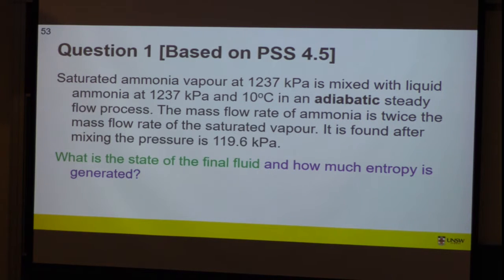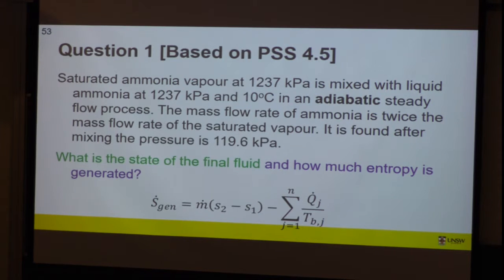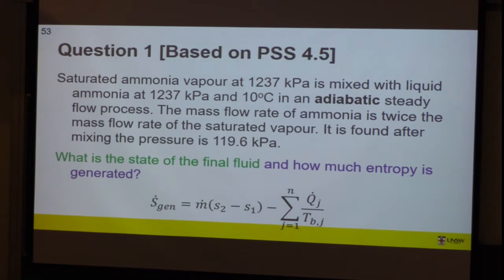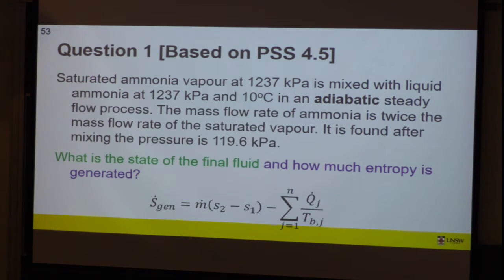Cool. How much entropy is generated? So now we know the final state and the end state. How much entropy is generated? The entropy generation is, so this is a single input, single output, steady state, steady flow device. So we've got one mass flow rate, okay? We've got the entropy as it leaves the system and the entropy as it enters the system, minus the entropy change by heat flow across the boundaries. Our system's adiabatic, so we can disregard that last term.